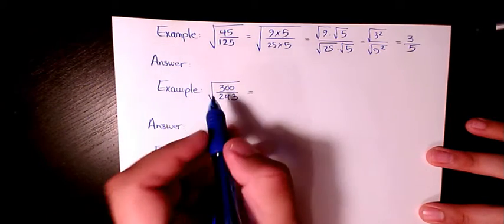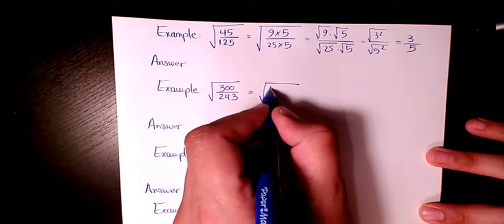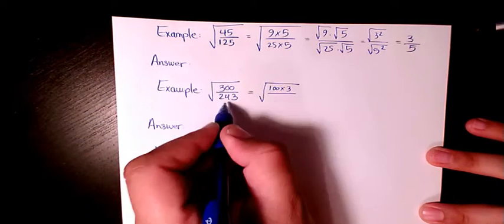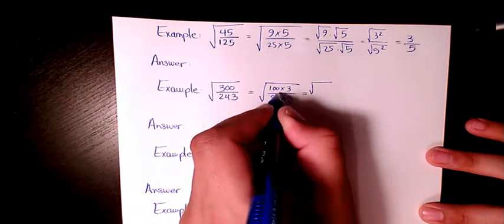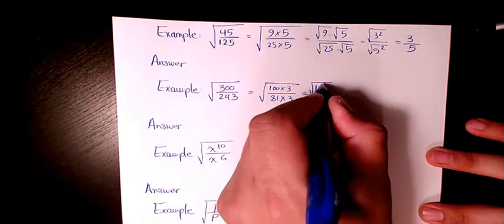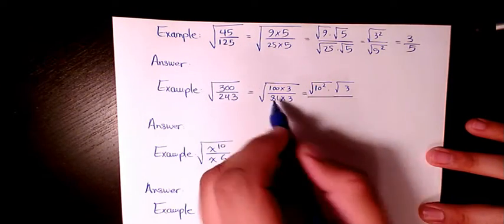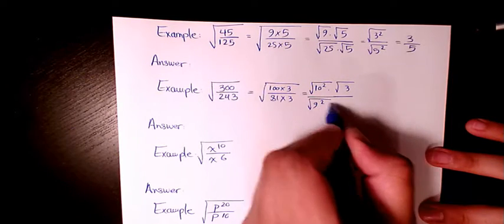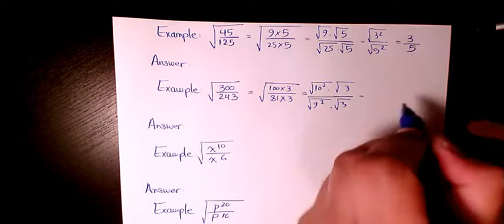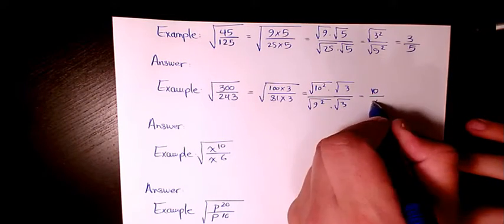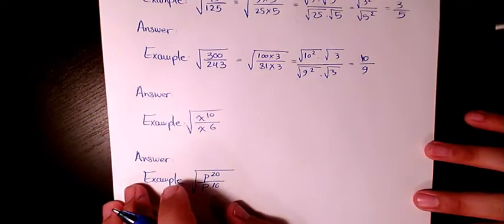Next one is the square root of 300 divided by 243. 300 is 100 times 3. 243 is 81 times 3. 100 is 10 squared, 81 is 9 squared, and 3 is 3. And then we have the square root of 10 squared times the square root of 3 over the square root of 9 squared times the square root of 3. These two cancel out. The square root of 10 squared is 10. The square root of 9 squared is 9. That's how we have it.